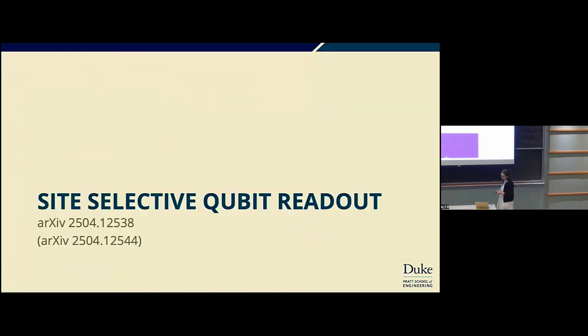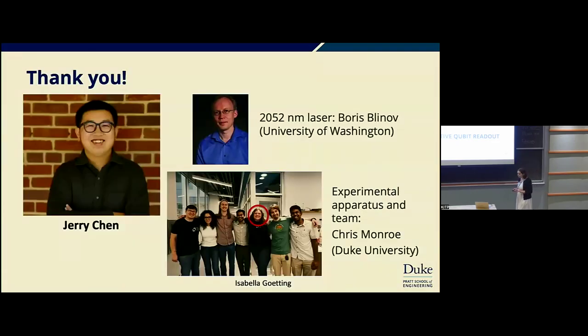Okay, so the first measurement method I'll talk about is for qubits. In a long chain, this is particularly challenging to do, specifically site-selective qubit readout. And this work is really pioneered by my student Jerry Chen, as well as Isabella Gotting and Chris Monroe's group. And big thanks to Boris for lending us the laser for this work.